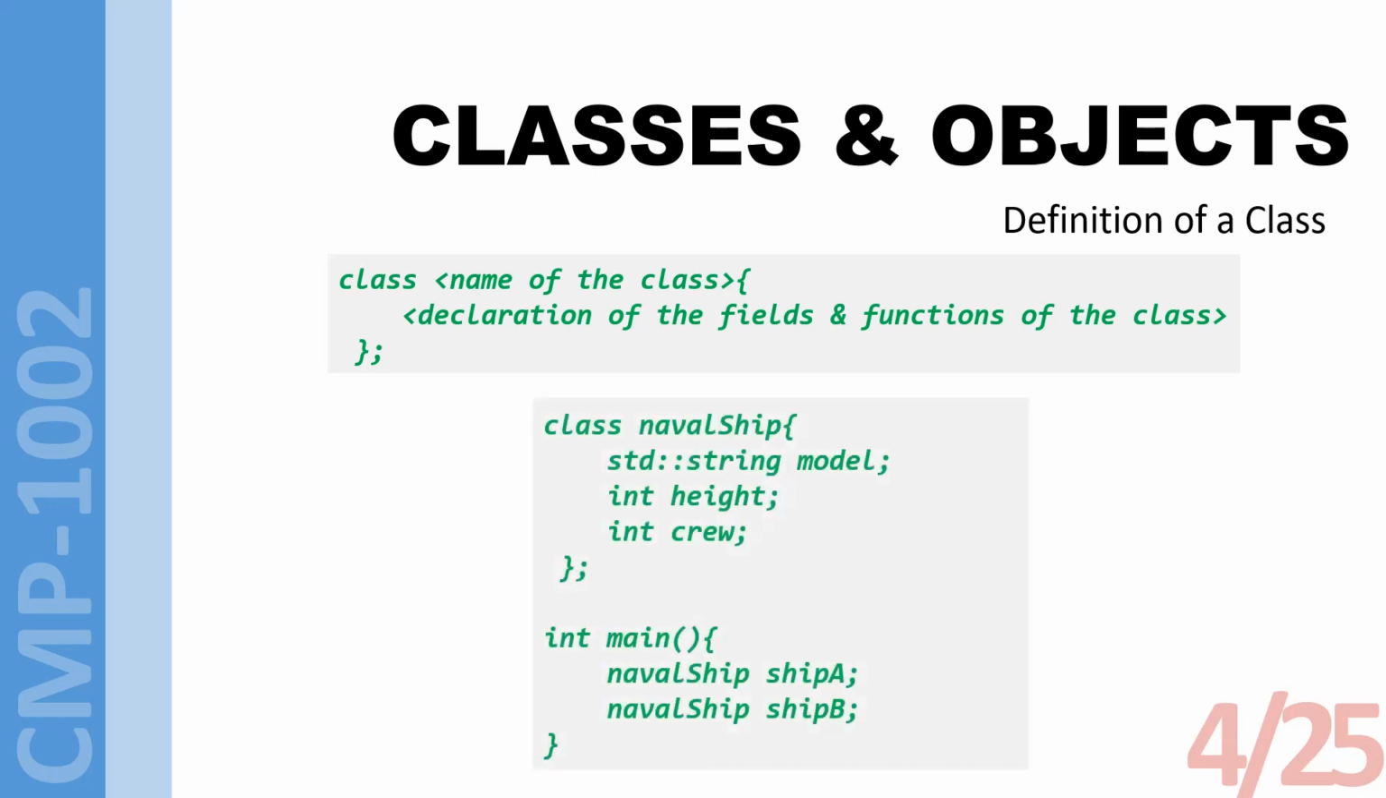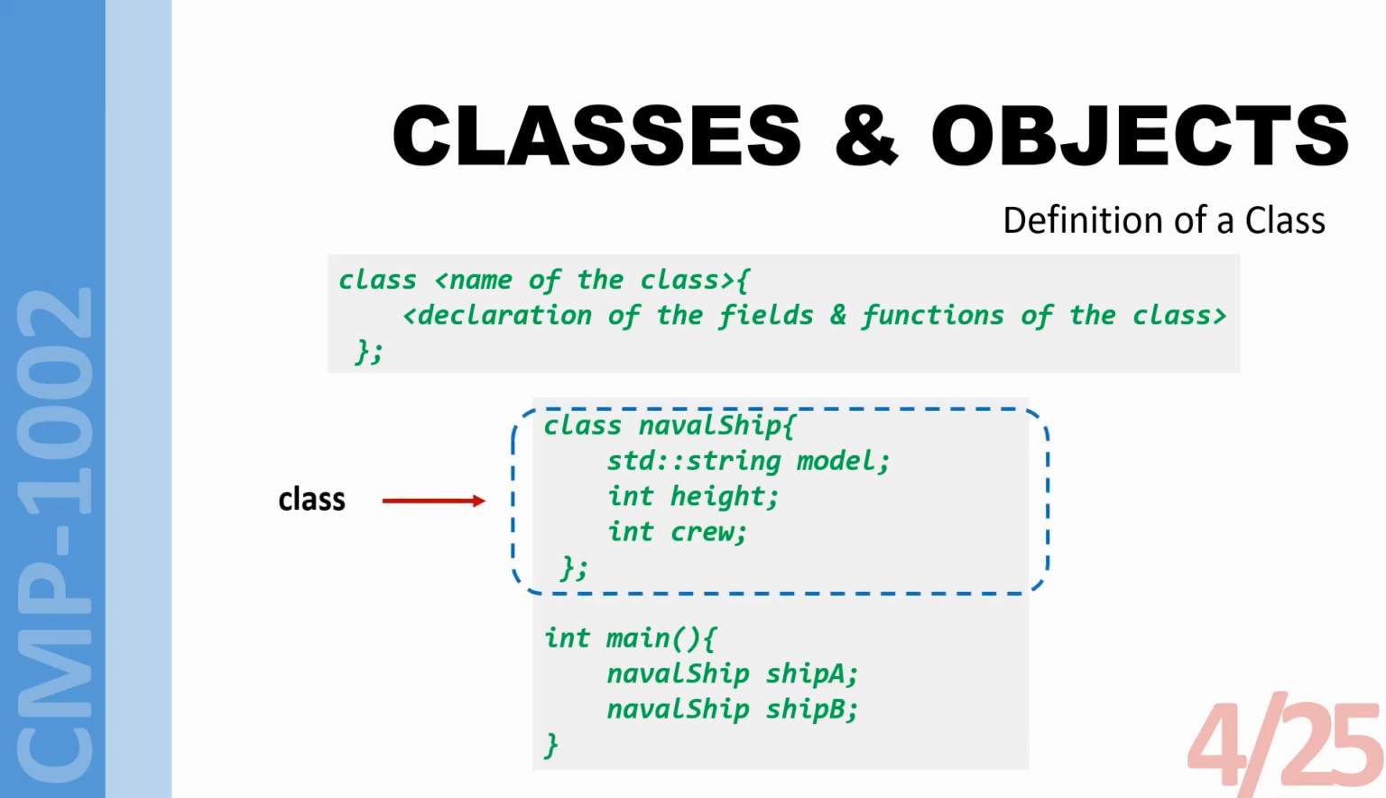A very simple example is going to be something like this. Let's say I want to have a class called NavalShip, which, as the name suggests, is going to represent a naval ship. So let's say our class NavalShip will be composed of 3 fields. One string representing the model of the ship, one integer representing the height of the ship, and the number of crew represented by an integer called crew.